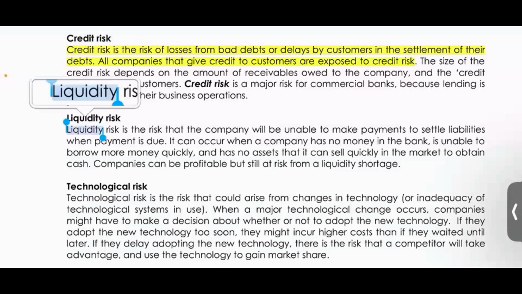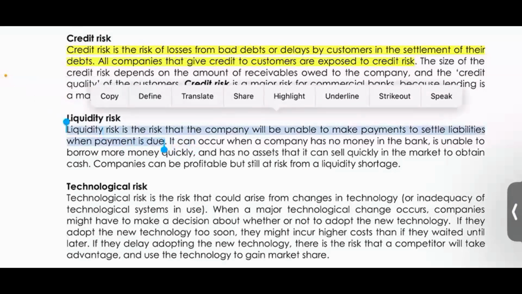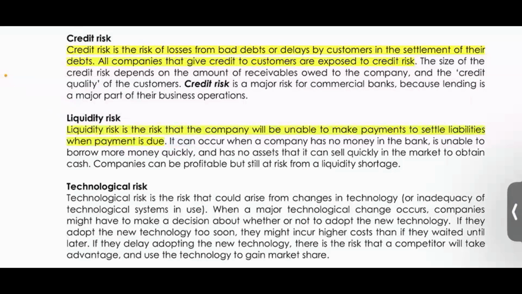Can I read this one? Okay. Liquidity risk is the risk that the company will be unable to make payments to settle liabilities when payments are due. Okay, so we have that. I think this one is straightforward. Actually, you are the tutor here now. Tutor with me. What does it mean?